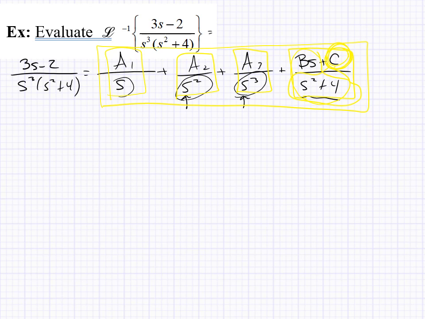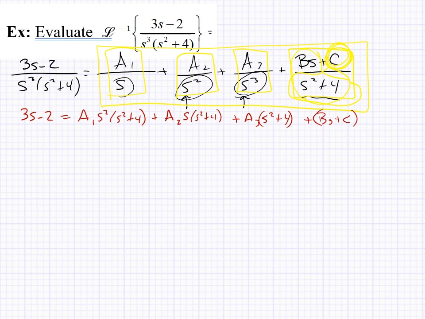So get rid of the fractions. I get 3s minus 2 equals a sub 1 times s squared plus 4, plus a sub 2 times s squared plus 4, plus a sub 3 times s squared plus 4, plus bs plus c times s cubed.